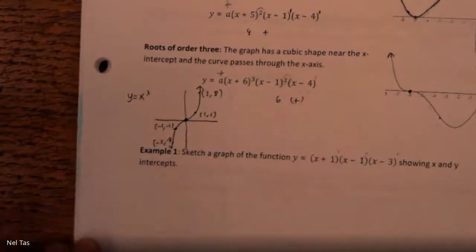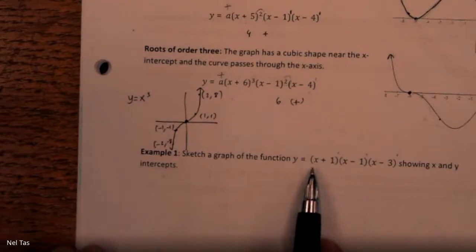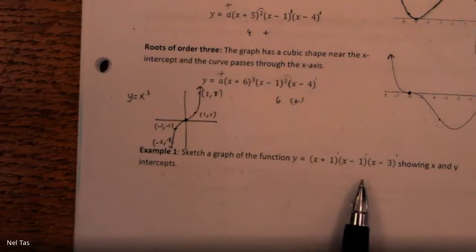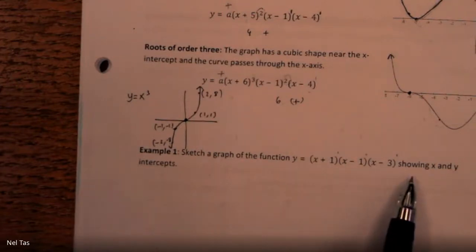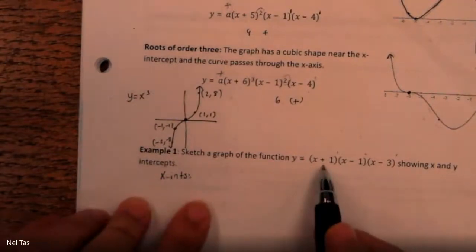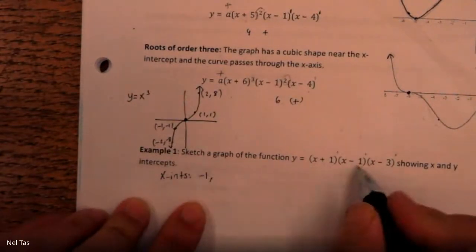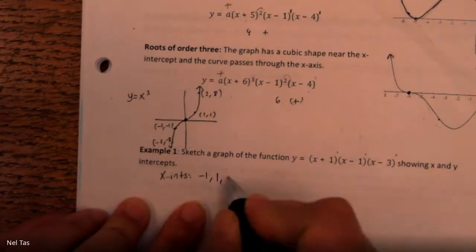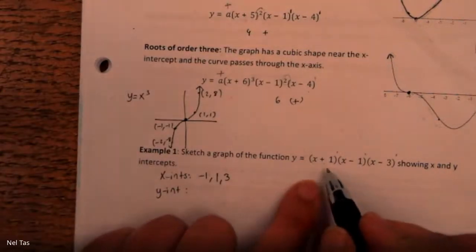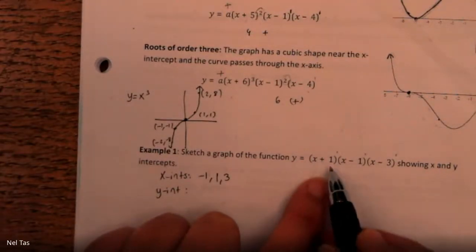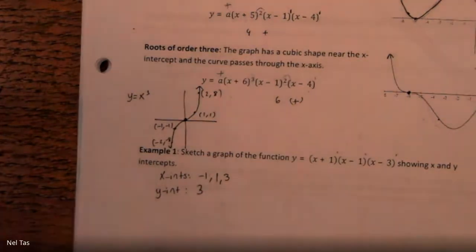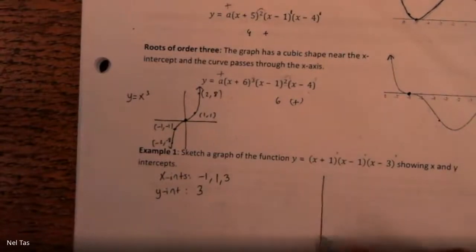Okay. The first one, we have y equals x plus 1, x minus 1, and x minus 3. So sketch a graph of this function showing x and y intercepts. Okay. So x-intercepts. So you get negative 1, 1, and 3. Y-intercept, you calculate. So substitute 0 for x. So you get 1, negative 1, negative 3. Multiply all of them, you get positive 3. Okay.